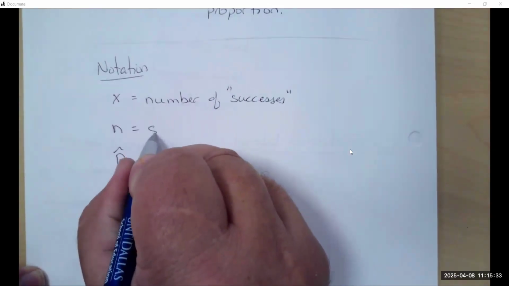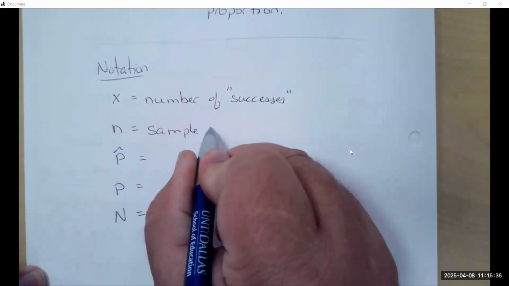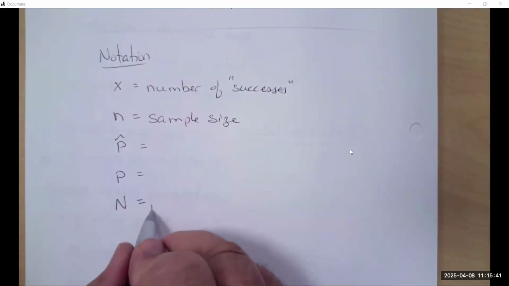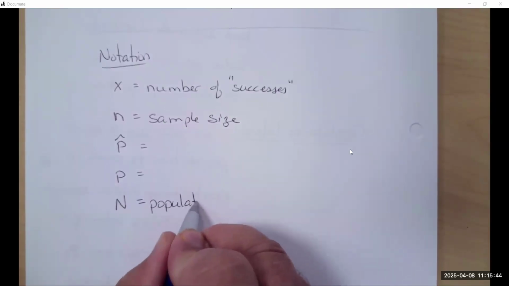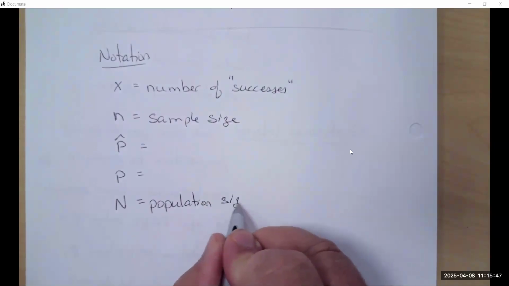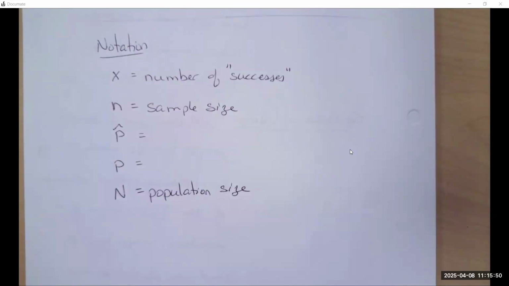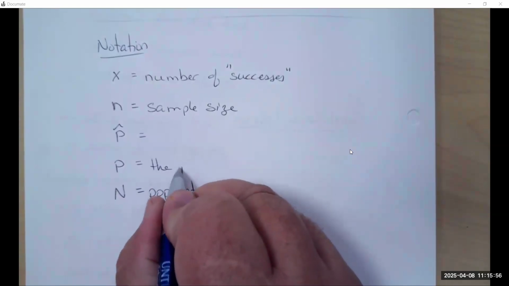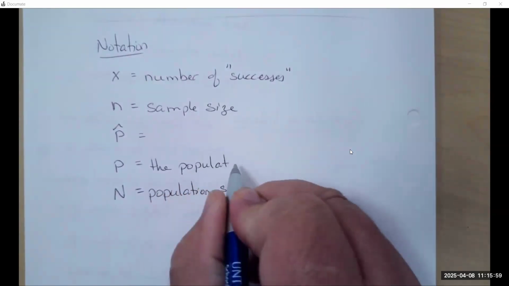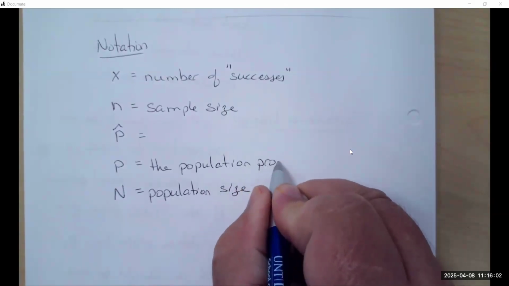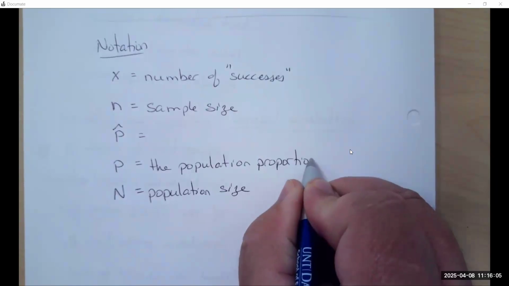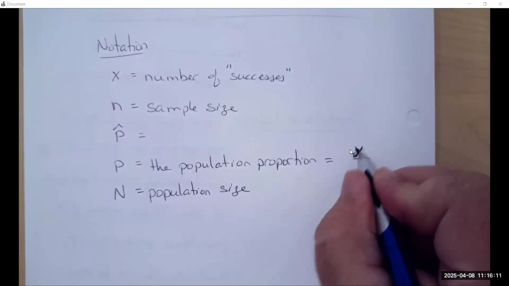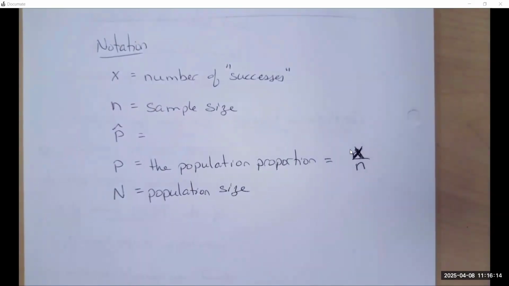The n is always going to be your sample size. That's small n. Capital N is your population. P is the population proportion. That's what we're looking for. And it's defined as X over N, your successes over your sample size.